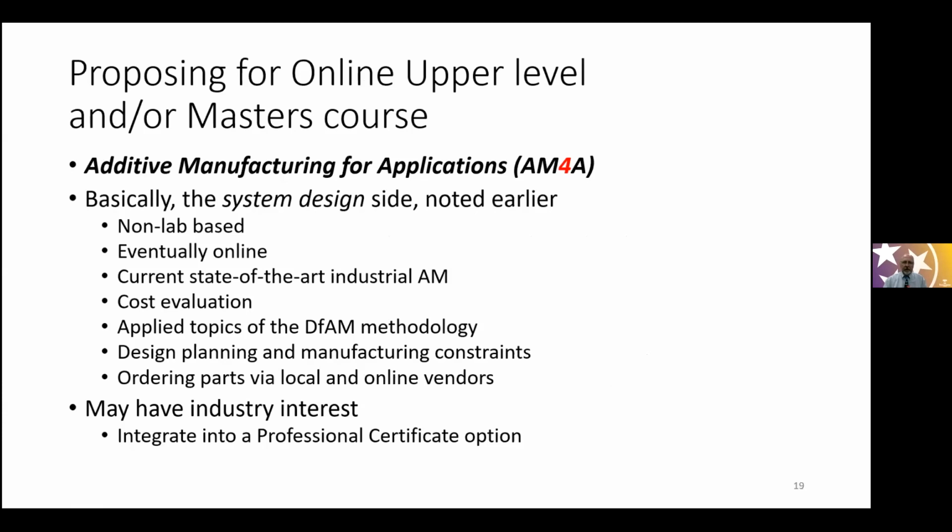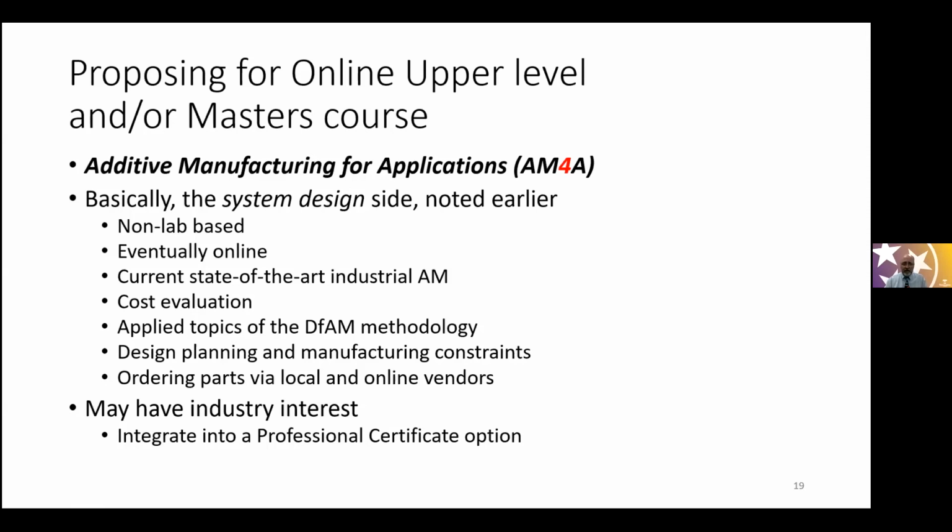Now, I have an idea for a graduate level course. This could also be a senior course elective initially, and then a graduate level course. But I would call it Additive Manufacturing for Applications. And I stick my 4 in there again, AM4A. Basically, the system design side that I noted early on. It's not the theory, but the practice of what we do now in planning for additive manufacturing of products. It would not be laboratory based. It would be nice to have a lab associated with it, or at least a demonstration aspect of it, but it doesn't need to be lab based.